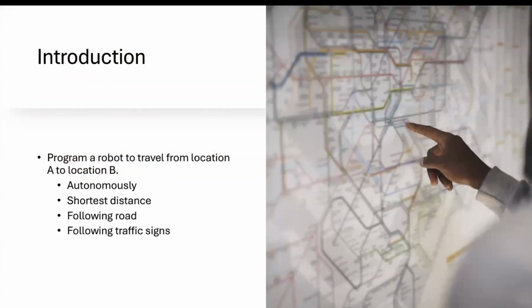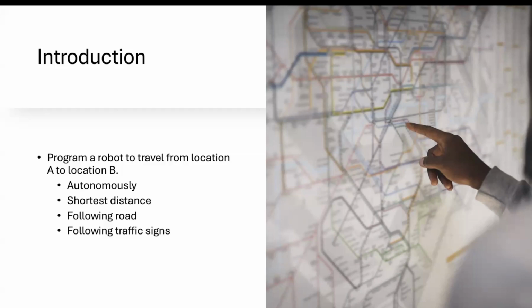So, as mentioned for the introduction, we were given the task to program a robot to travel from location A to location B. This specific robot was the NVIDIA JetBot, which is a differential drive robot powered by the Jetson Nano AI computer. In order to achieve this travel, there are a couple of constraints and obstacles that slowly but surely, through the different lab progression, we were able to tackle, such as how to make it move autonomously, how to find the shortest distance, how to make the robot follow a road, as well as follow different traffic signs.